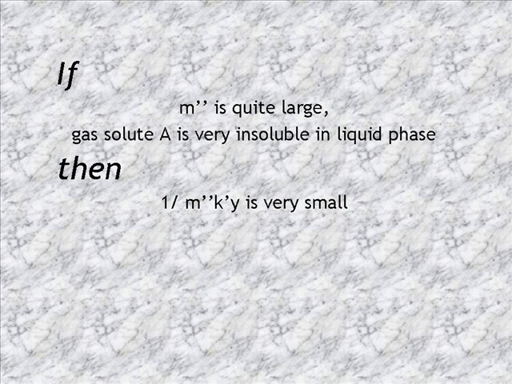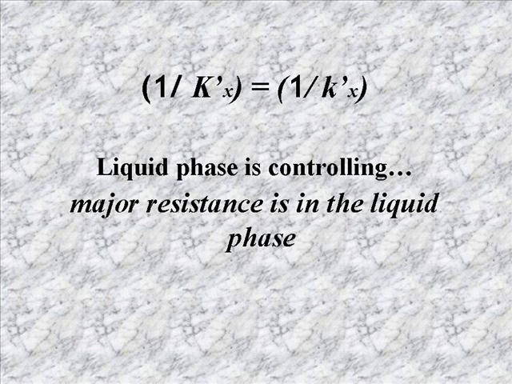And if the M double prime is quite large and gas solute is very insoluble in liquid phase, then the reciprocal of the M double prime K prime Y is very small, showing that the reciprocal of the overall mass transfer coefficient is equal to the reciprocal of the liquid phase mass transfer coefficient, giving that the liquid phase is controlling and the major resistance is in the liquid phase.